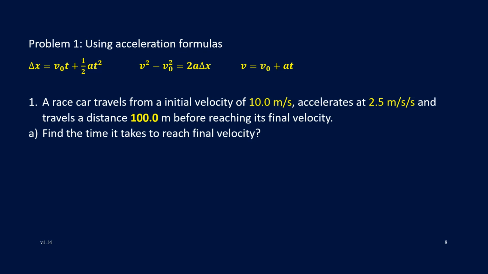So part A wants us to find the time it takes to reach the final velocity. The question is, which one of these acceleration equations do we want to use? It also wants us to find the final velocity, and it wants us to find the average velocity.